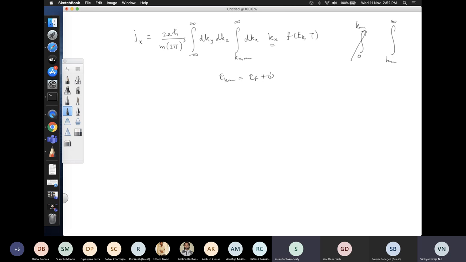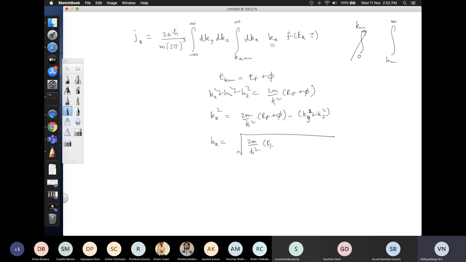And also, if we just leave the zero part, we will get some non-zero k values. Because of ky and kz, kx² plus ky² plus kz² is 2m/ħ² times (EF plus φ). Then kx² will be 2m/ħ² times (EF plus φ) minus (ky² plus kz²). So kx should be equal to the square root of this whole thing. Right. So your question is, if I take finite ky and finite kz, then the kx minimum will turn out to be smaller than the square root of 2m/ħ² times (EF plus φ), correct?